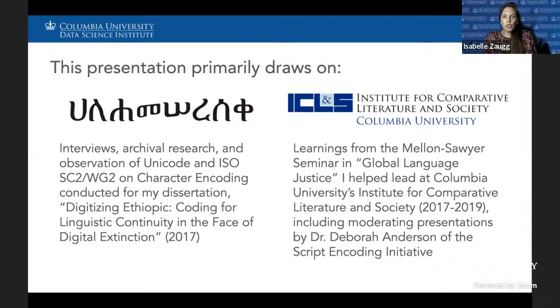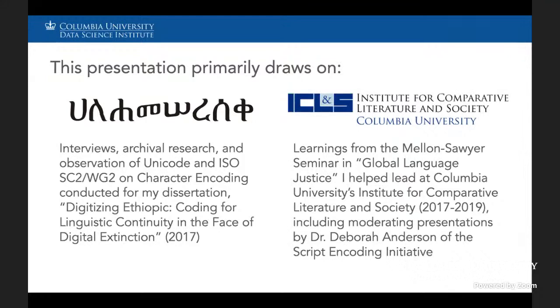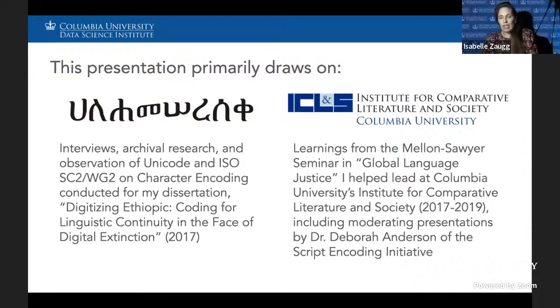So this presentation primarily draws on interviews, archival research, and observation of Unicode and ISO Subcommittee 2 Working Group 2 on character encoding, conducted for my dissertation, Digitizing Ethiopic: Coding for Linguistic Continuity in the Face of Digital Extinction. And here you see the Ethiopic script, also known as the Ge'ez script or as the Fidel, within many of the languages that use this script in Ethiopia and Eritrea in East Africa.